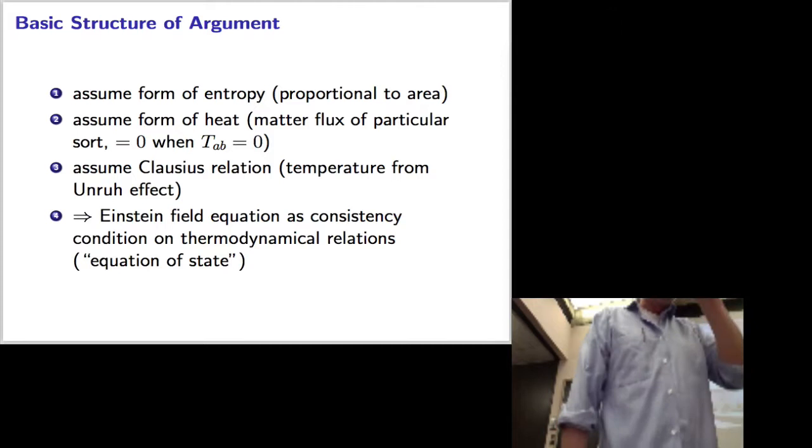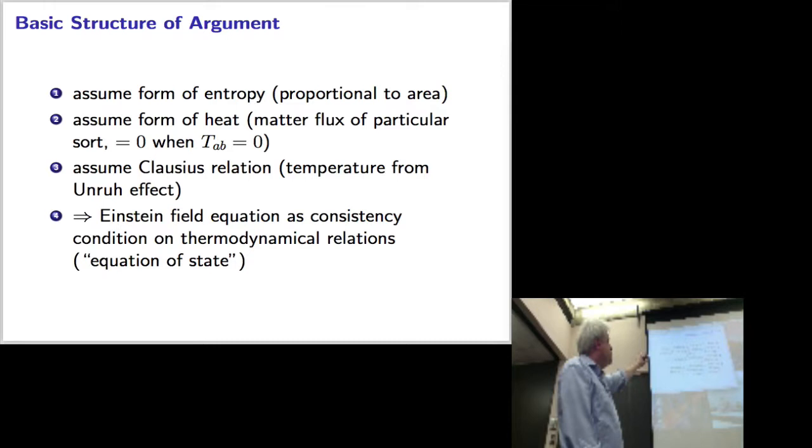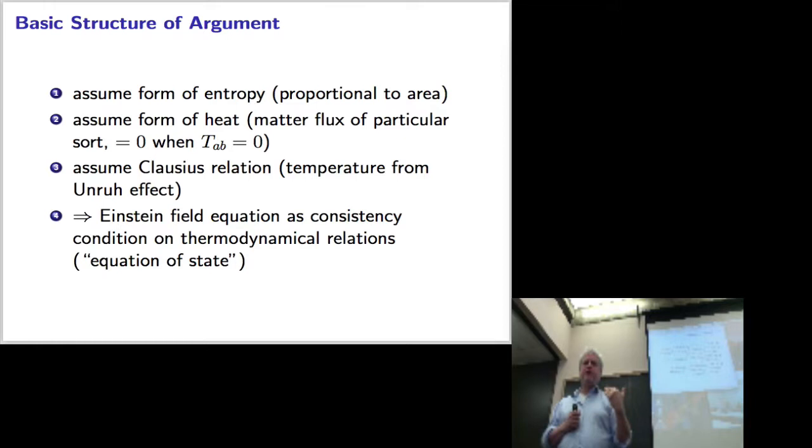A little more specifically, this is now actually what Ted is up to. We assume the form of entropy: it's proportional to area. We assume a form of an expression for heat. It's a matter flux of a particular sort. I'll say a little bit more about that in a moment. It's actually quite important that this matter flux, the way Ted characterizes it, is zero if the space-time is vacuum. We assume the analog of the Clausius relation, given our definitions of heat and entropy, with temperature given by the Unruh effect.